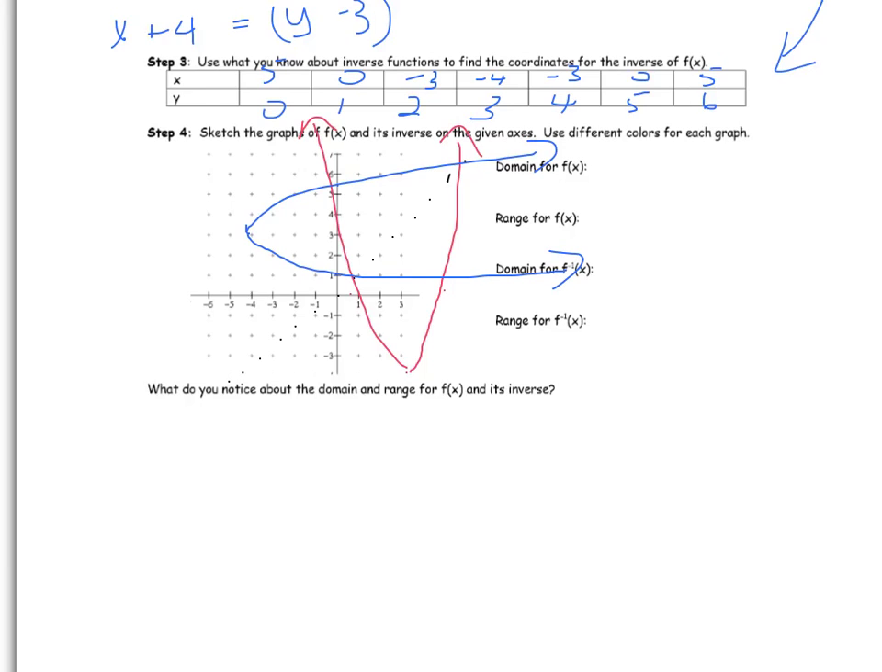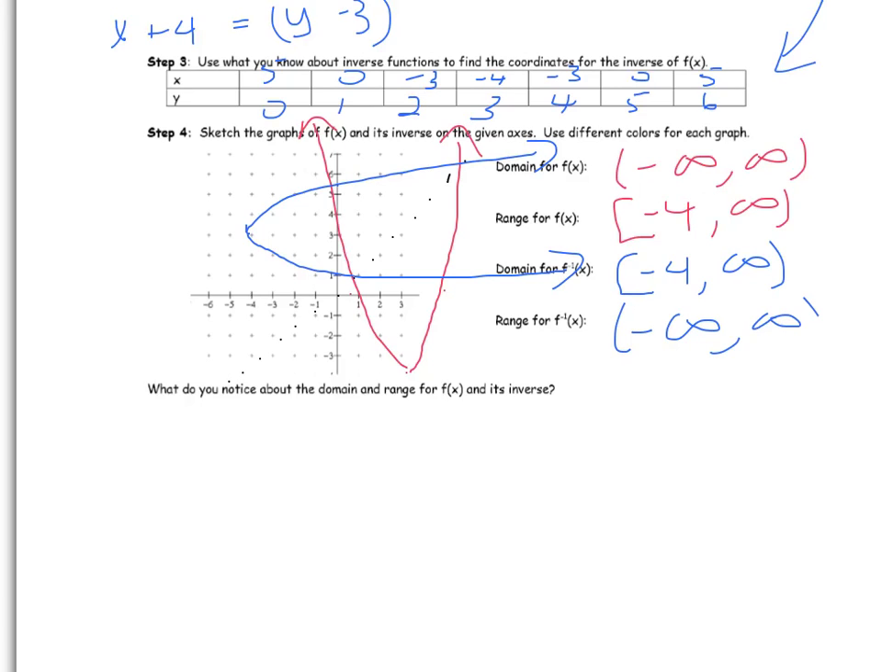So if I'm talking about my original function, the one in red for f of x, the domain for that is this, and the range is everything from -4 to infinity. Now I want to do the domain for my inverse function, that's the one in blue. The domain for that is limited. It starts at -4 on the x-axis and goes out to infinity. But I'm going to get back everything, all real numbers.